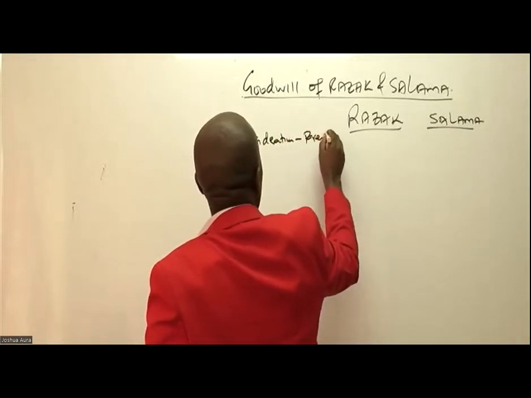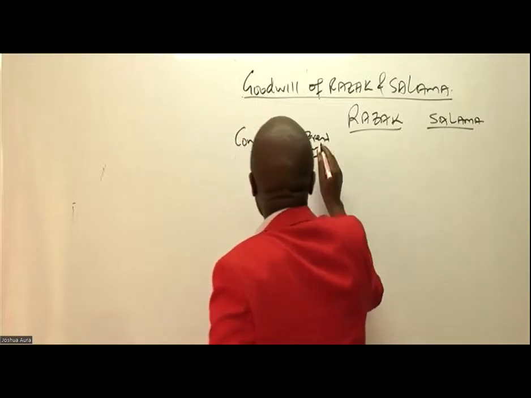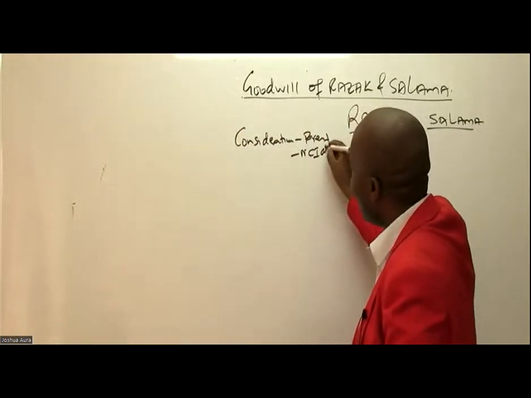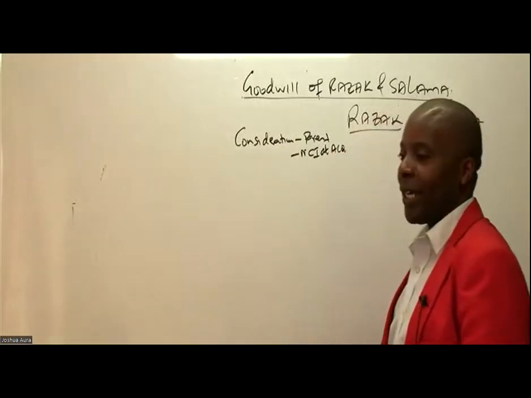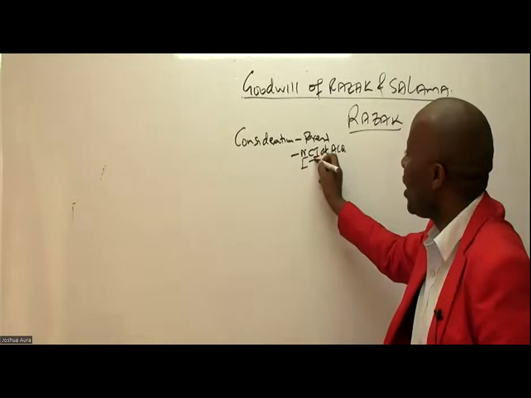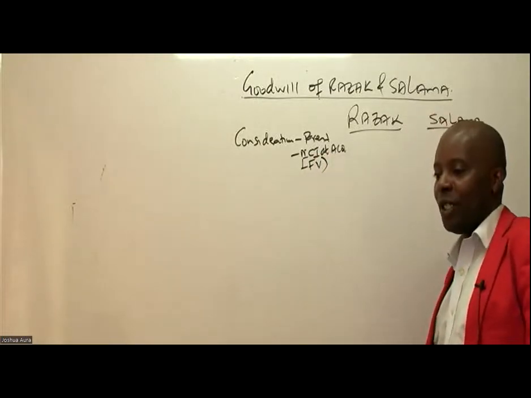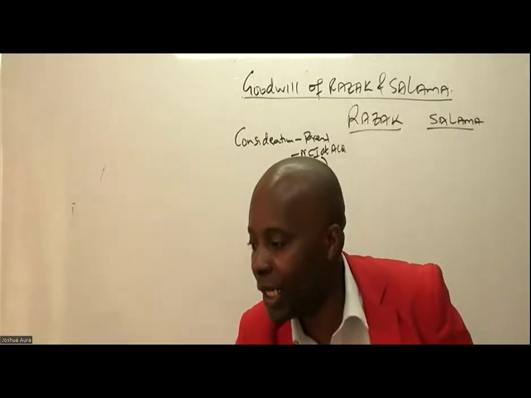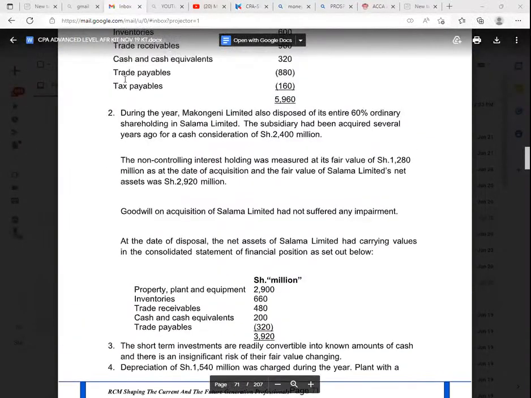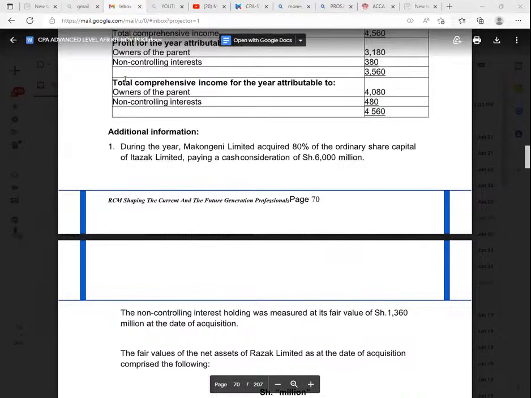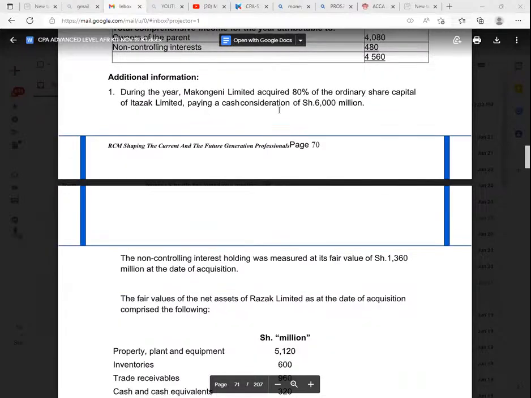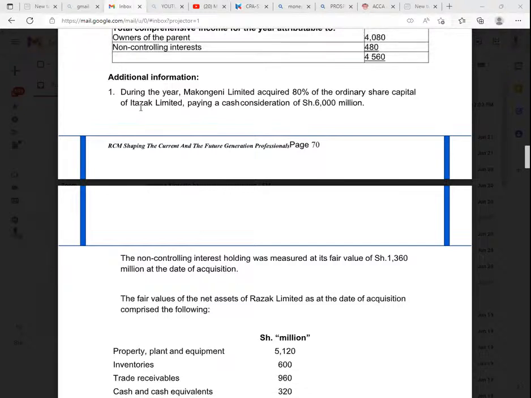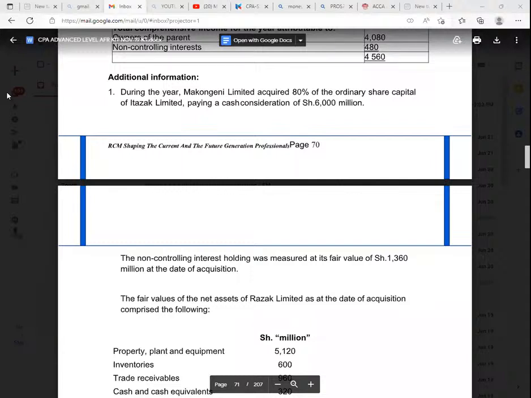So we talk of consideration paid by the parent and the consideration paid by NCI. Remember, this is at acquisition. And for NCI, we are looking at fair value of NCI at acquisition. Thank you very much. So the parent for Razaki paid how much? During the year, Makongeni Limited acquired 80% of the ordinary share capital of Razaki Limited, paying a cash consideration of 6,000. We leave out the million. So for Razaki, the parent paid 6,000.